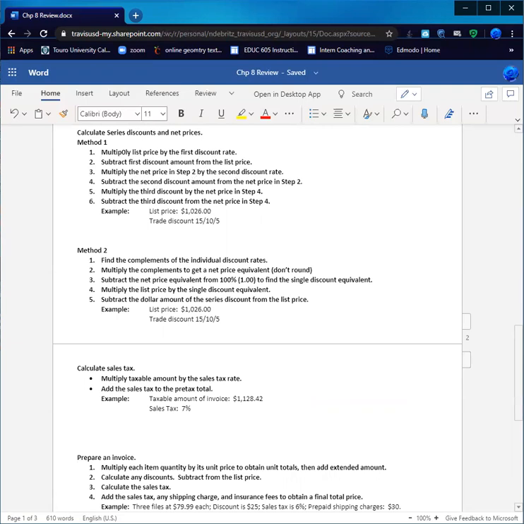So let's just walk through this. So here's my list price. I have $1,026. My first discount is 15%. So I'm going to multiply this by 15%, which is going to give me $153.90. Then I'm going to subtract that from the list price, which is going to give me $872.10.